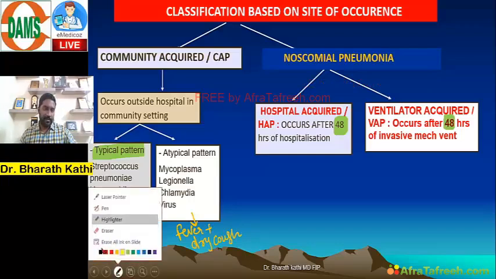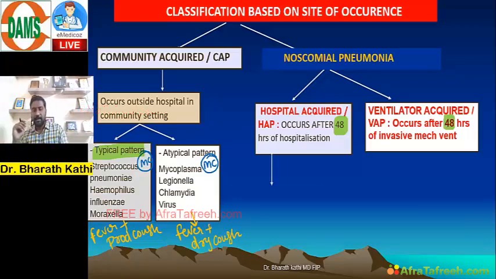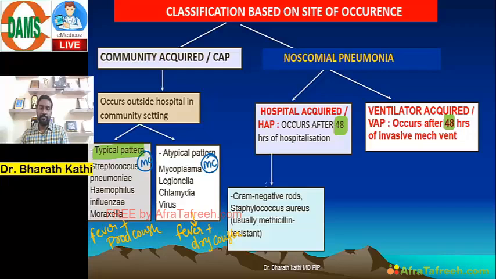And in the typical pattern, the most common is streptococcus. In the atypical pattern, the most common will be mycoplasma. So again, it is clinical scenario based. Depending upon the patient's symptoms: fever, productive cough is typical; fever, dry cough is atypical. And in hospital acquired, the most common will be gram-negative rods.